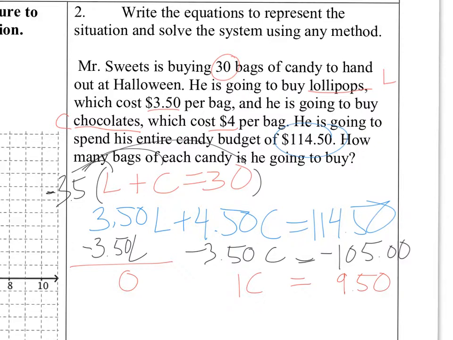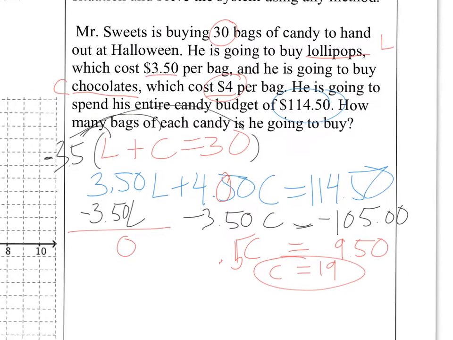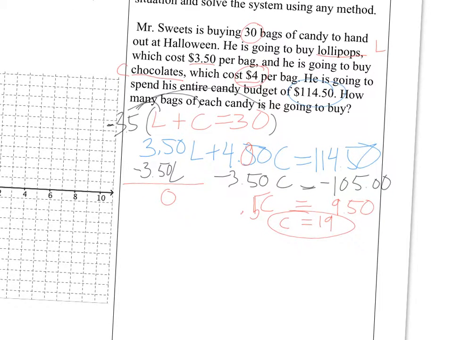9.50. And if you're following along, you might have noticed I made a mistake in writing my equation, because it's not $4.50 a bag, it's $4 a bag. So $4 minus 3.50 would be 0.5C. Okay. Divide both sides by half, and I get C is equal to 19. That means he'd be buying 19 bags of chocolate. If we're buying 30 bags overall, it means he's buying 11 bags of lollipops.